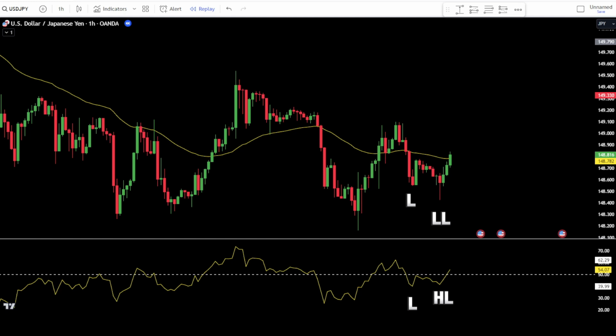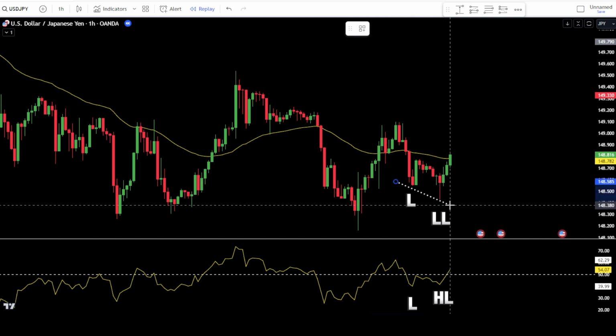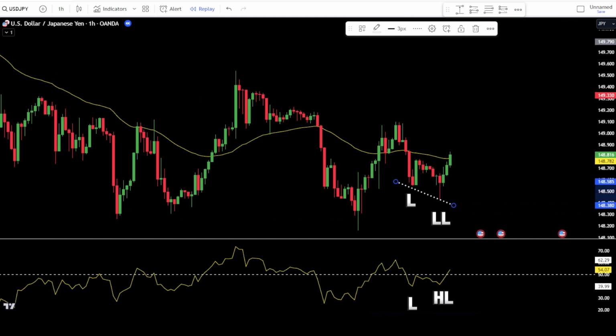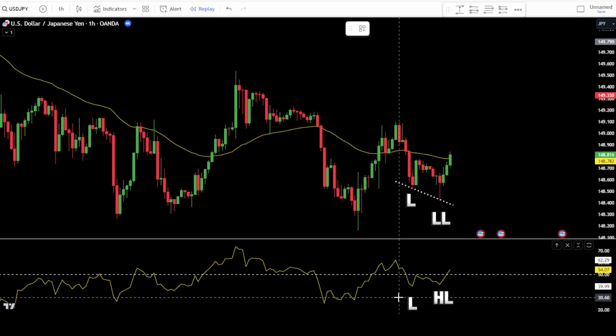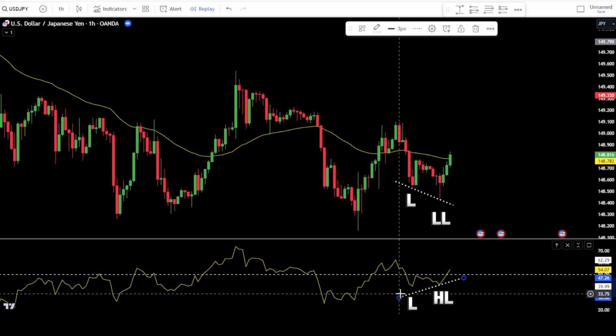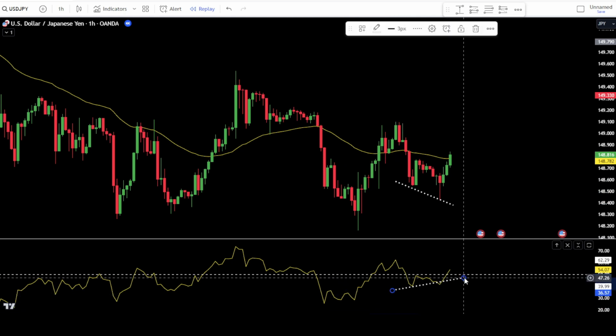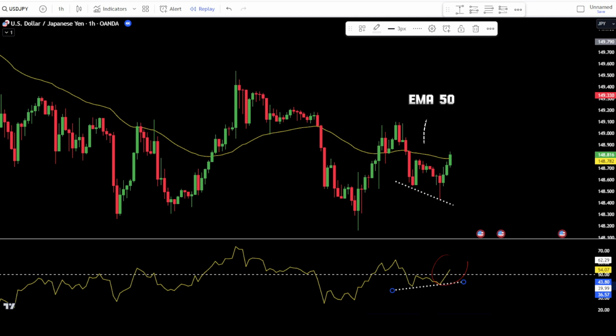2. To confirm this, draw a trend line from the candlestick low to the lower low on the candlestick, and then draw a line from the low point to the higher low point on the indicator. 3. After confirming the bullish divergence, wait for the RSI signal line to cross above the 50 level. 4. Once the RSI signal line has crossed above the 50 level, ensure that the closing price of the candlestick is above the EMA 50 line.